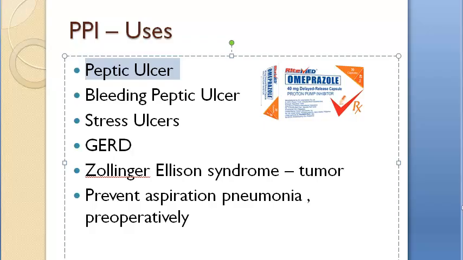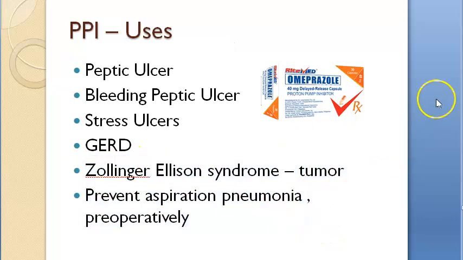They have asked only for 3 marks, but I'm telling you everything that you can write in 5 minutes, whatever you can, you write. Okay, it's used for peptic ulcer, bleeding peptic ulcer treatment, stress ulcer, GERD. We told you it prevents aspiration pneumonia pre-operatively. If there is a tumor, Zollinger-Ellison syndrome, they also use PPIs for all this.